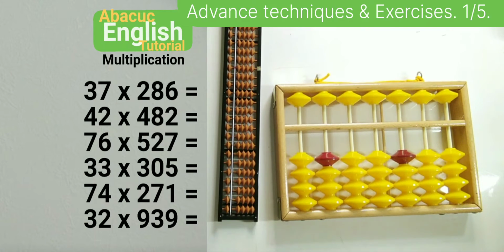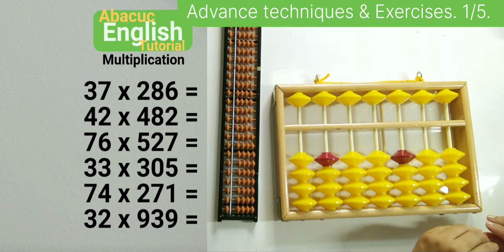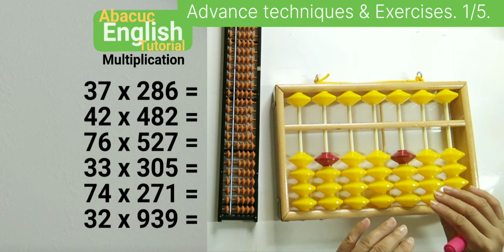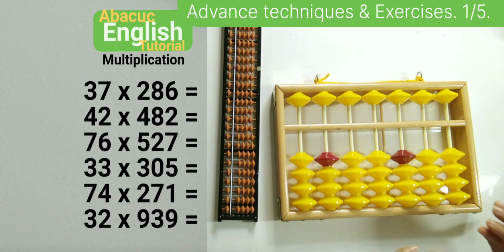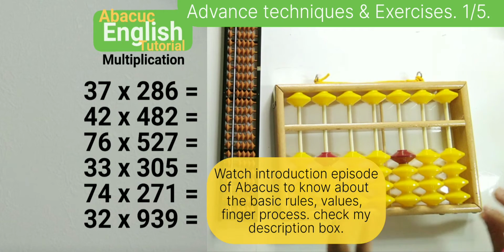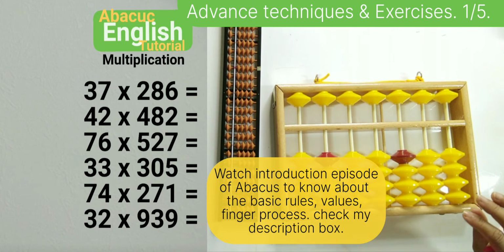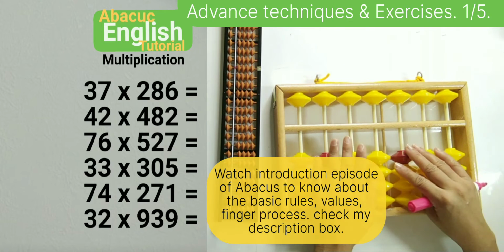Okay, so let's start. I hope you know addition on the abacus. Without that you can't do multiplication. If you don't know subtraction on the abacus, you can't do division. So to learn multiplication you have to know addition, and to learn division you have to know subtraction on the abacus. So I hope you have learned all that. And if you don't know anything about multiplication, please do not watch this episode. Okay, this is not for beginners.